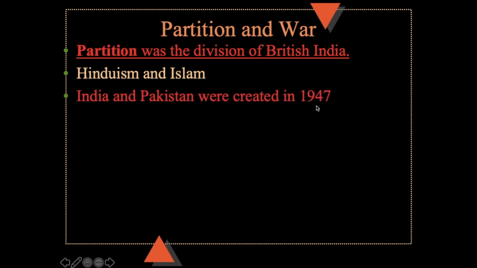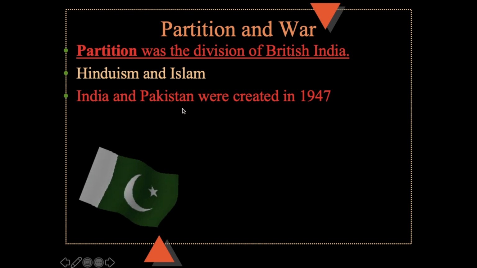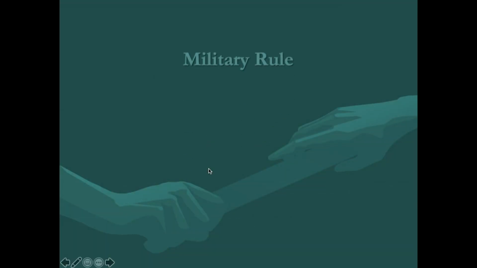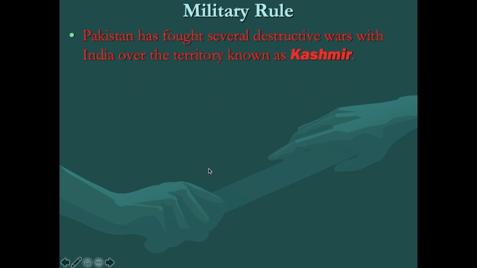So India and Pakistan were created in 1947. So that's when they split up. They were just like, we can't handle each other. We're done. And that's when you get the Indian flag and the Pakistan flag. All right. So in Pakistan, they fought several destructive wars with India over the territory known as Kashmir.